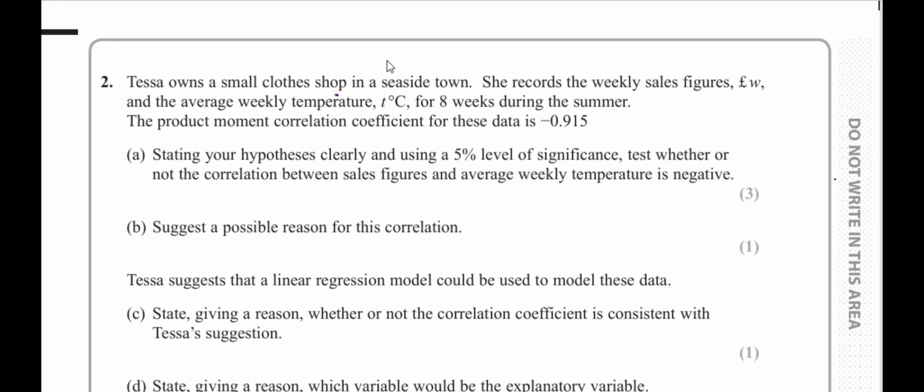Question 2. Tessa owns a small clothes shop in a seaside town. She records the weekly sales figures, W pounds, and the average weekly temperature, T degrees centigrade, for 8 weeks during the summer. The product moment correlation coefficient for these data is minus 0.915. Stating your hypothesis clearly and using a 5% level of significance, test whether or not the correlation between sales figures and average weekly temperature is negative.